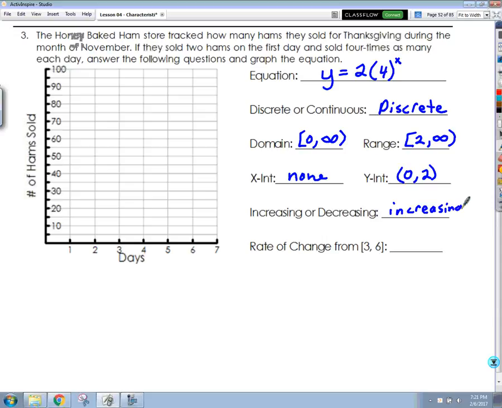Rate of change. Well, using the formula, if we plug in 3, we should get 128 out. If we plug in 6, we should get 8,192. You need to try this out. Plug it in. Okay? But you know what? We need a T-chart so we can graph.